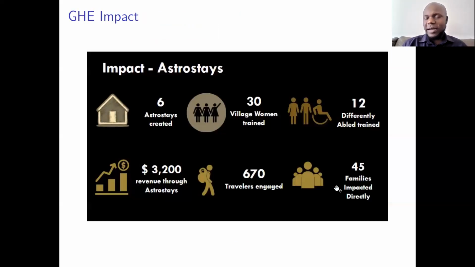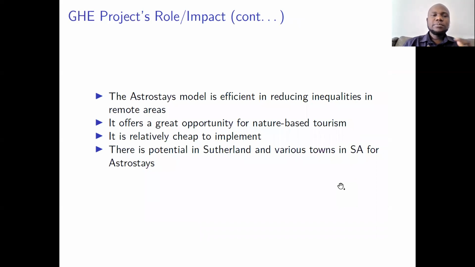So if you look at the impact that this project had so far, it created 6 AstroStays, mini hotels in the village, and impacted 30 women who were trained, and 12 differently abled people as well. It raised 3,200 US dollars in a couple of months. And considering the remoteness of this area, this is actually a substantial amount of money, and 670 travelers were engaged. So we see science creating money through astrotourism.